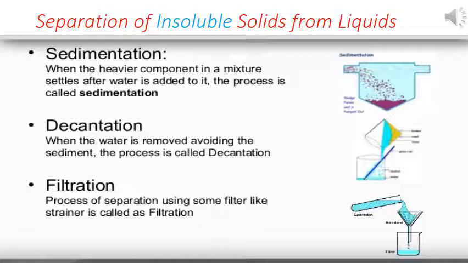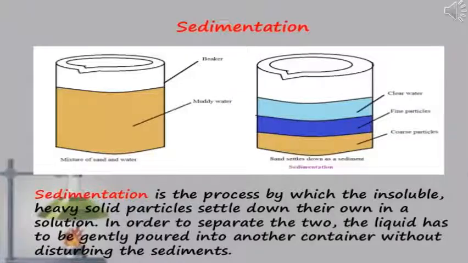Let's take each of them separately. Sedimentation is the process by which the insoluble heavy solid particles settle down on their own in a solution. In order to separate the two, the liquid has to be gently poured into another container without disturbing the sediments. Here we have 2 vessels. In the first one, we add sand in the water and then we allow it to rest for some time. What do we observe? We observe that the sand particles, the heavy and coarse ones, all settle down at the bottom of the vessel.